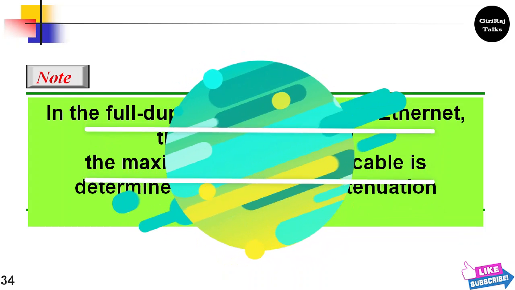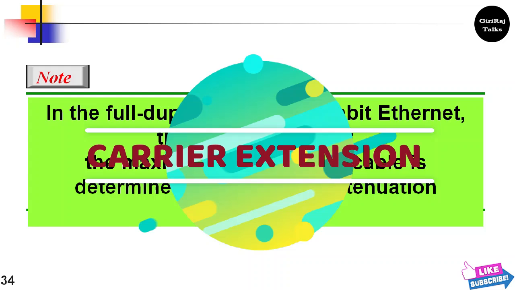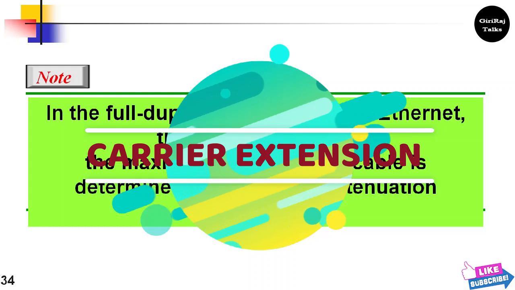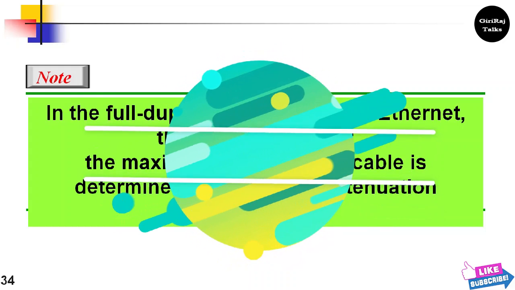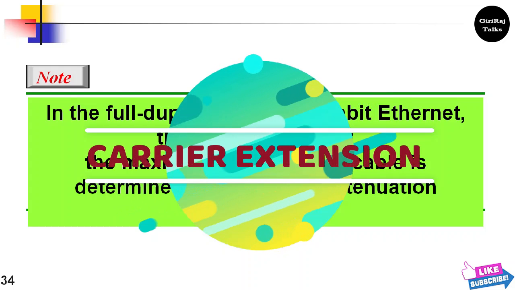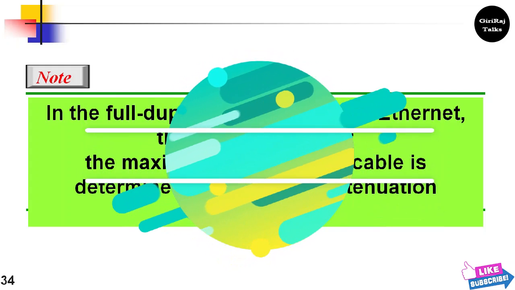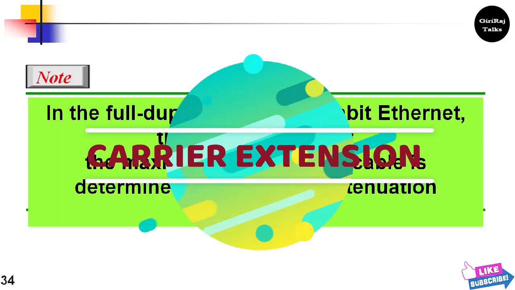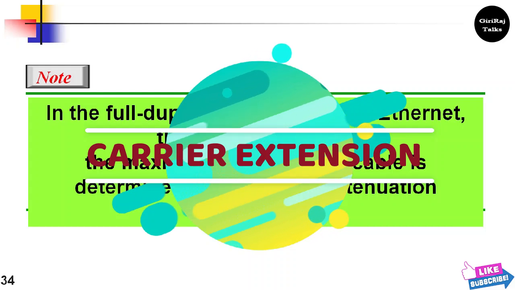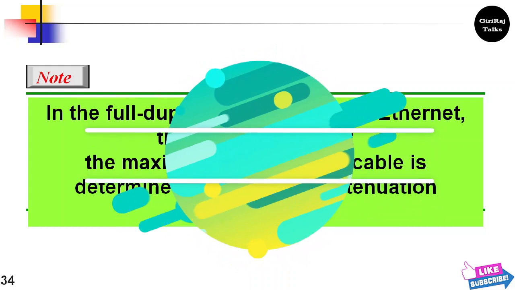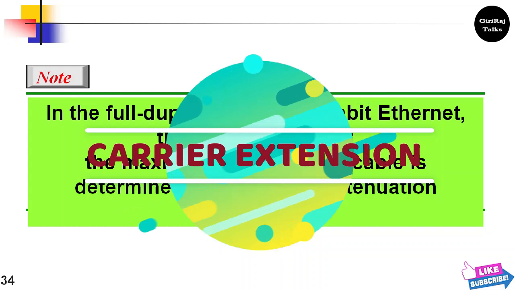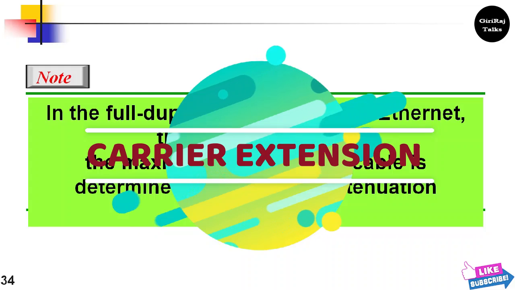Next one, carrier extension. To allow for a longer network, we increase the minimum frame length. The carrier extension approach defines the minimum length of a frame as 512 bytes. This means that the minimum length is 8 times longer. This method forces a station to add extension bits to any frame that is less than 4096 bits. In this way, the maximum length of the network can be increased 8 times to a length of 200 meters. This allows a length of 100 meters from the hub to the station.